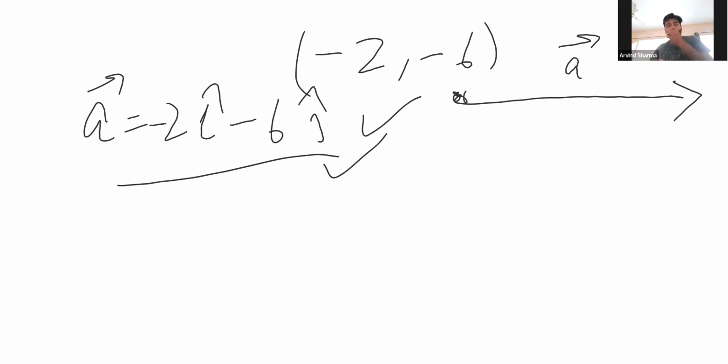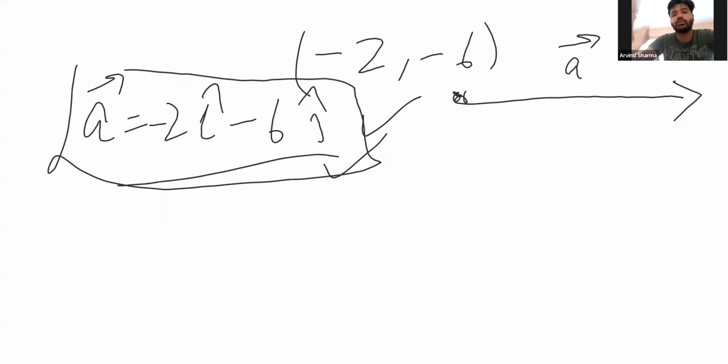I hope you are understanding why we are writing this as 2 i cap plus 2 j cap. Basically, we are adding the unit vectors, where i cap and j cap are the unit vectors.